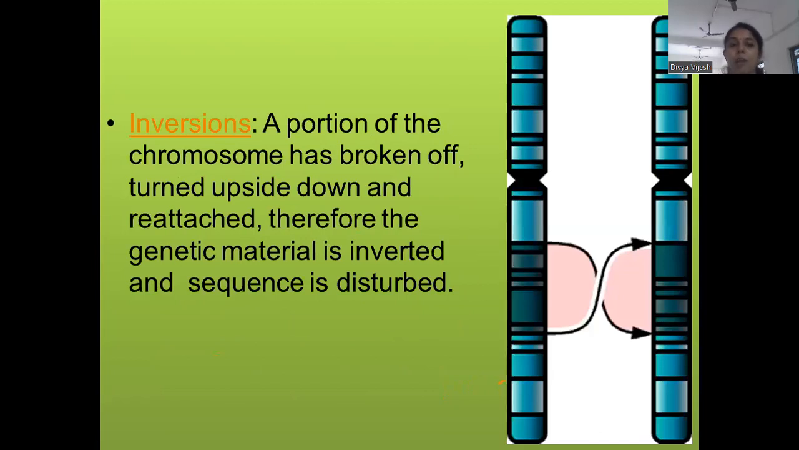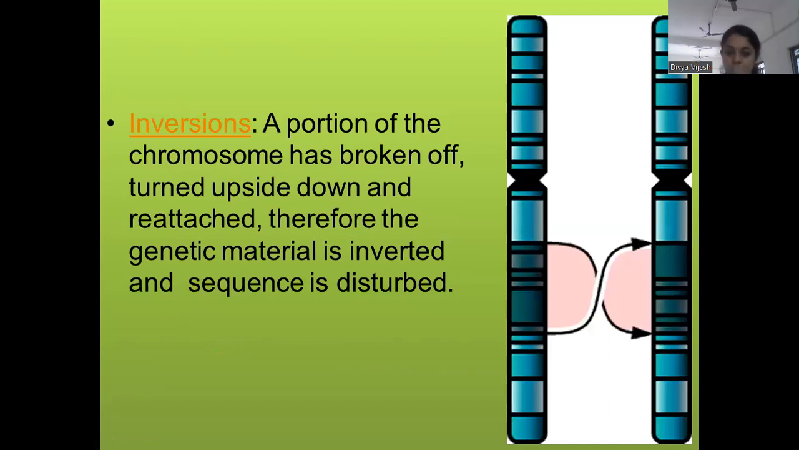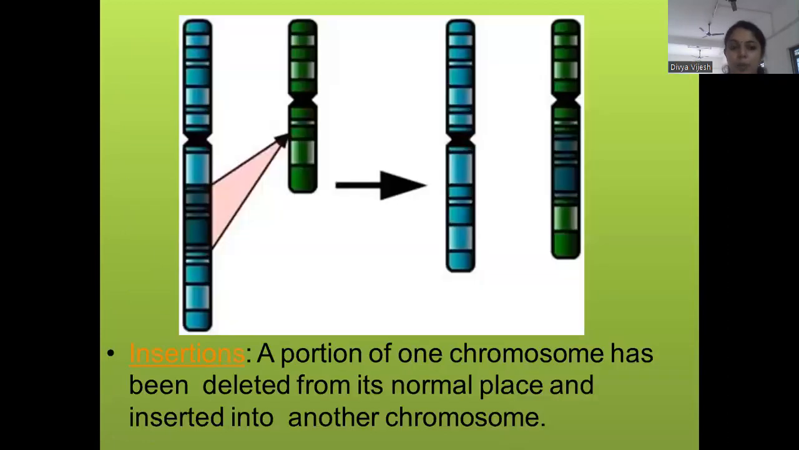Next is inversion. A portion of the chromosome has broken off, turned upside down, and reattached. Therefore, the genetic material is inverted and the sequence is disturbed. So there is the inversion of the chromosome, where a portion of the chromosome is broken off and turned upside down. That is the inversion, one of the chromosomal abnormalities.